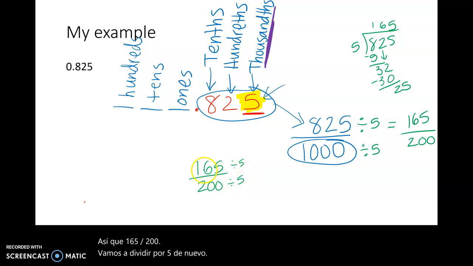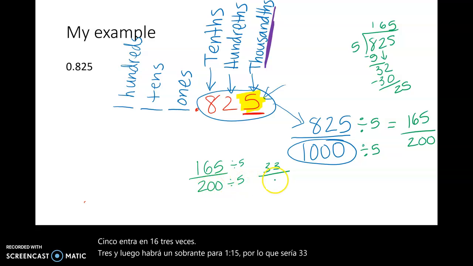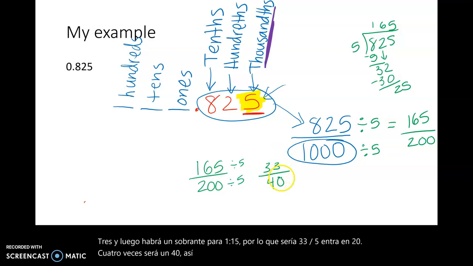5 goes into 16 3 times. 3, and then there will be a 1 left over for 115, so it'll be 33 over. 5 goes into 20 4 times, it'll be a 40. So our final answer, now we have 33 and 40.